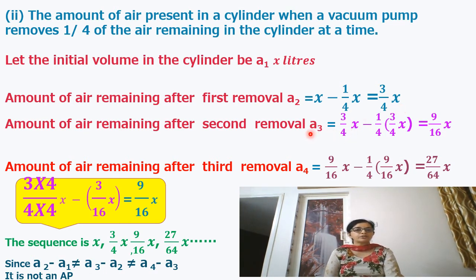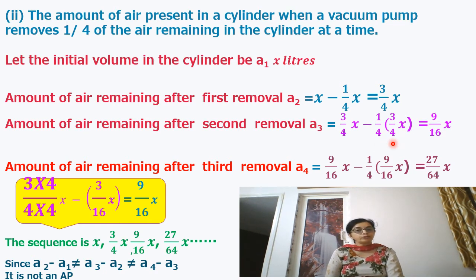Now, as we proceed further, we have to again and again remember the condition. What is the condition? We have to remove one-fourth of the air remaining in the cylinder. How much air is remaining in the cylinder? It is 3/4 X. Again, we will remove one-fourth of this 3/4 X because this is the amount of air present in the cylinder after removing one-fourth X. So, the remaining air is 3/4 X.